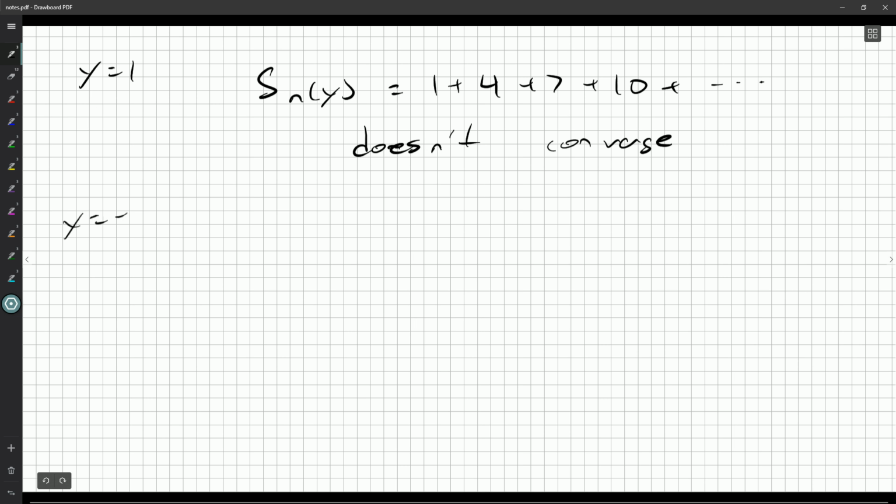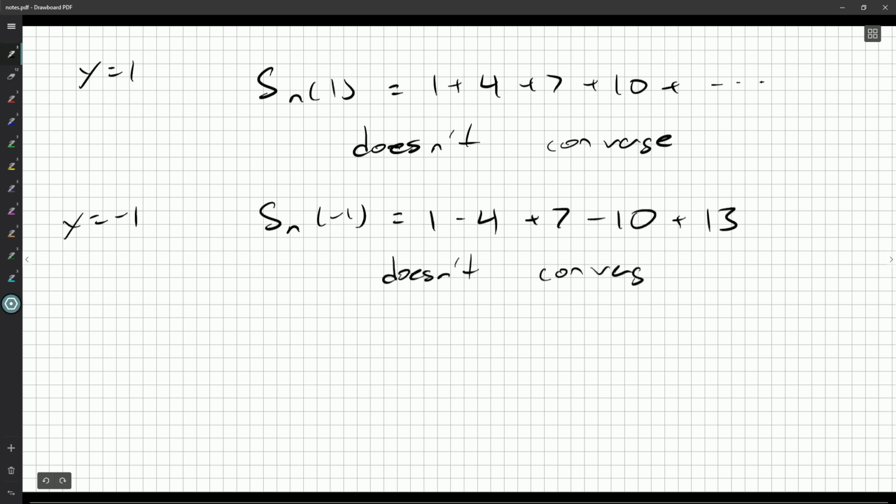If y is minus 1, it's a similar story. It'll alternate: 1, and then minus 3, and then plus 4, and then minus 6. This also doesn't converge. You could explain that a bit more in depth if you want. I don't think it's necessary.